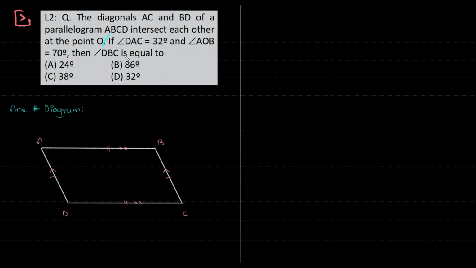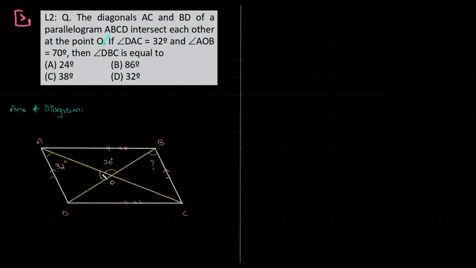Then the diagonals AC and BD of the parallelogram intersect each other at point O. So we have this to be point O. And we have angle DAC, this particular angle, equal to 32 degrees, and angle AOB is 70 degrees. We have to find angle DBC. This is how much? That's the question. Quite simple.